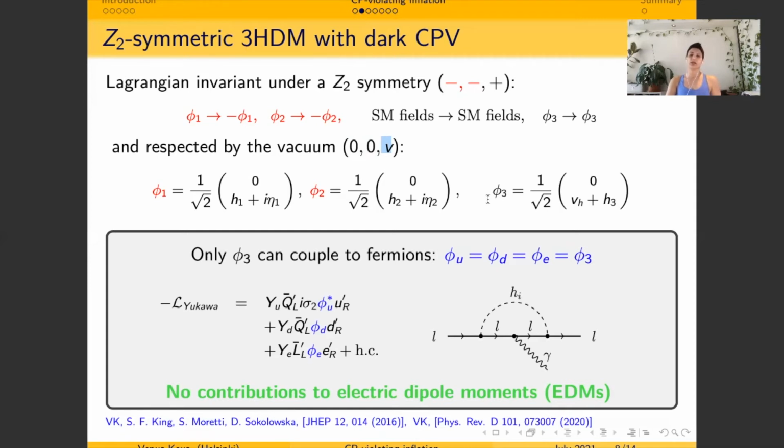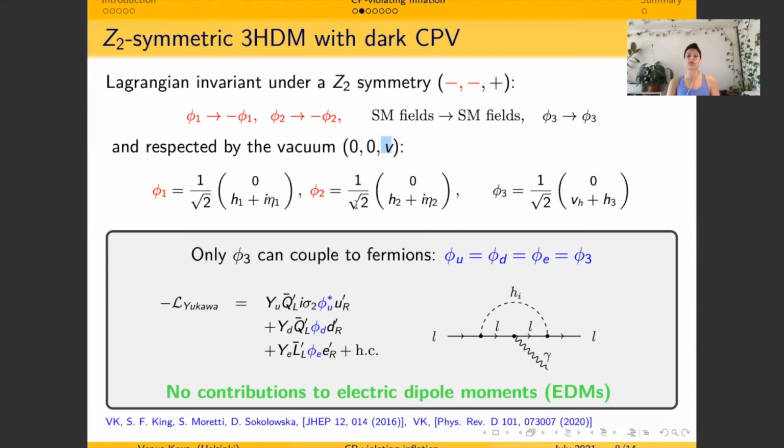As I mentioned, we impose the Z2 symmetry on the full Lagrangian. So not only the scalar potential, but the rest of the Lagrangian is also Z2 symmetric, which means that only phi 3 is allowed to couple to the fermionic fields. What this does is forbid flavor-changing neutral currents, which have not been observed in experiments. If your model allows for them, you have to justify why they haven't been seen. And by imposing this Z2 symmetry, you basically forbid them.